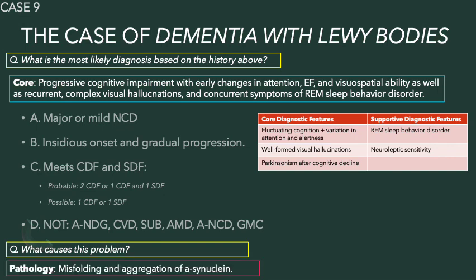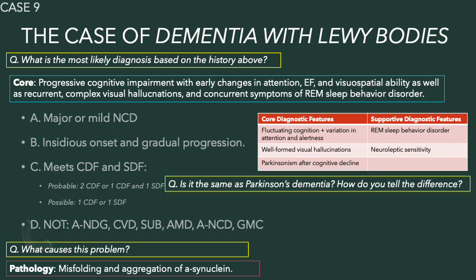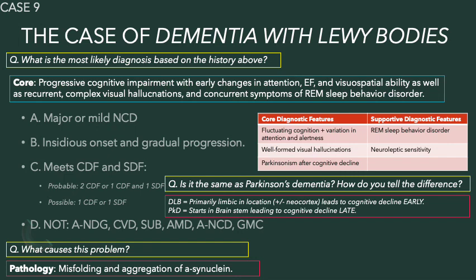In response to what causes this problem, pathology is misfolding and aggregation of alpha-synuclein. And in response to is this the same as Parkinson's dementia, how do you tell the difference? Dementia with Lewy bodies means that Lewy bodies are primarily in limbic locations, plus or minus the neocortex, and this leads to cognitive decline early in illness course, whereas in Parkinson's, Lewy bodies start in the brainstem, and this leads to cognitive decline late in the illness course.